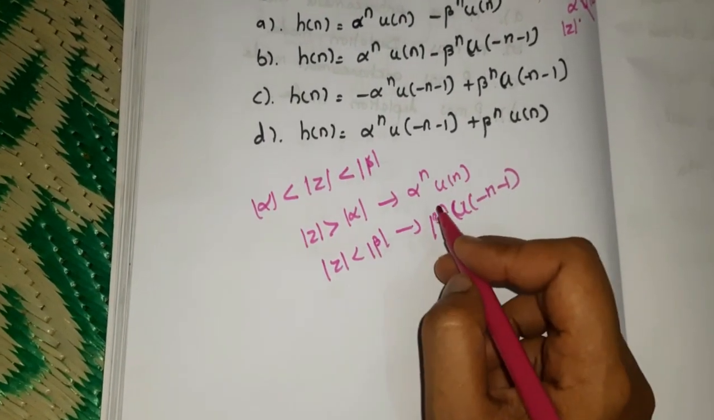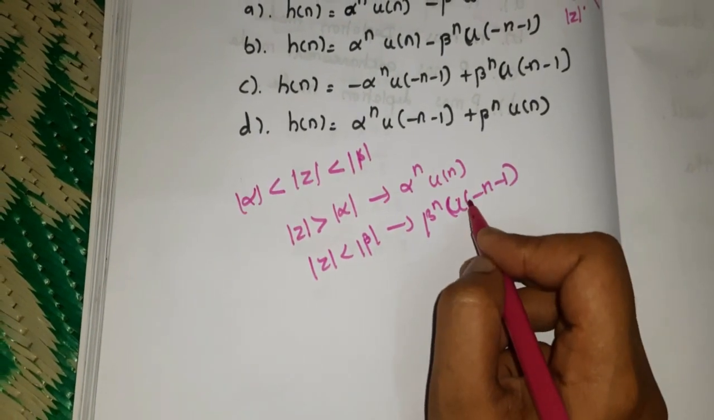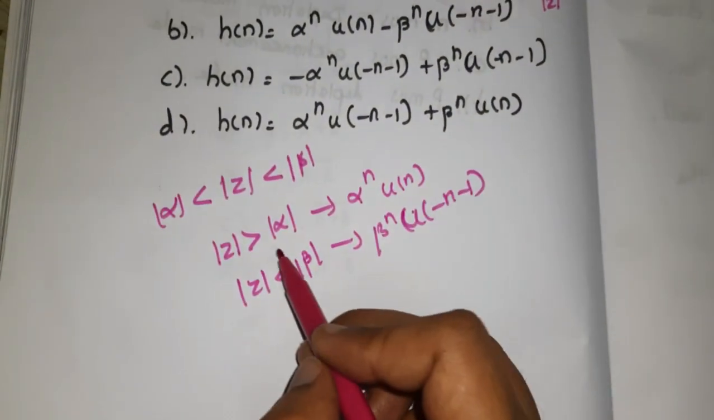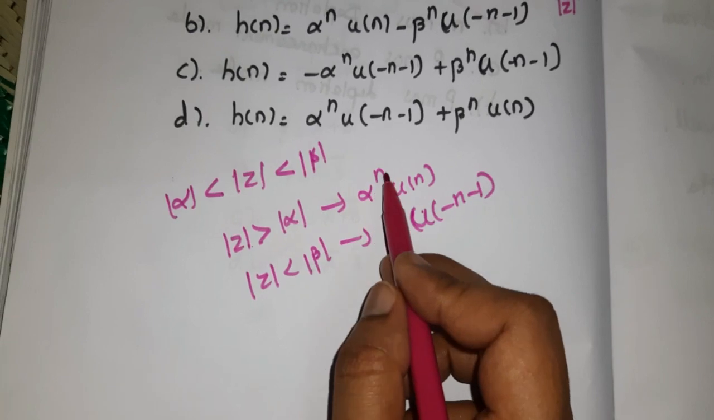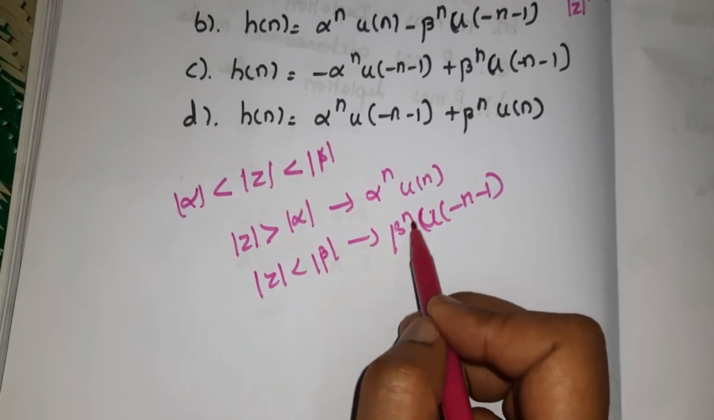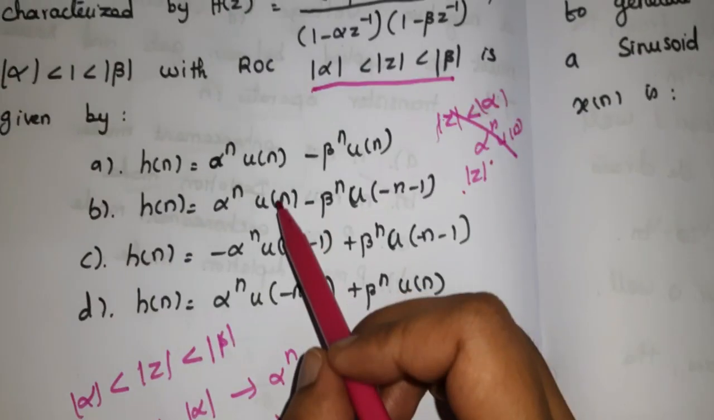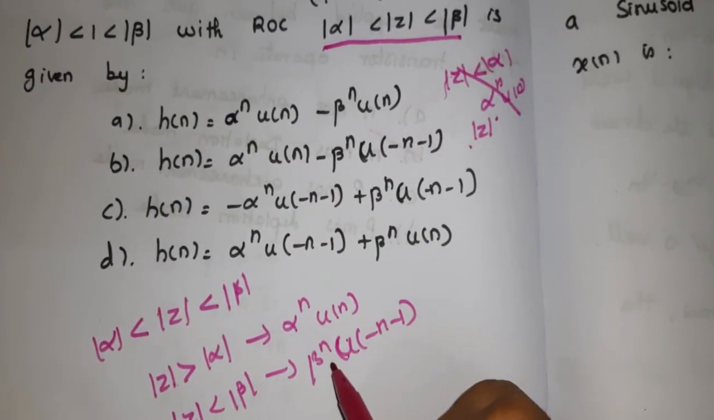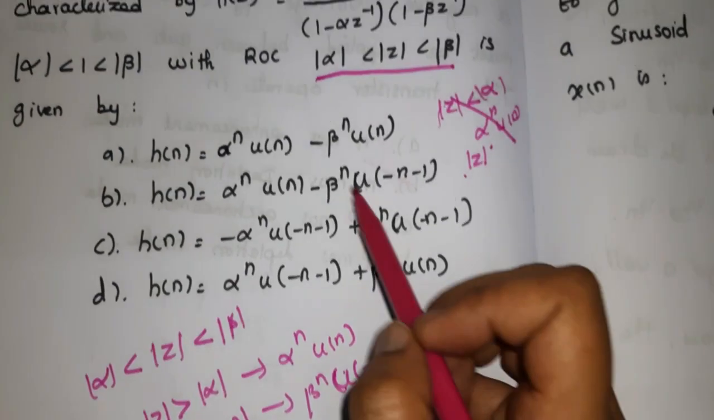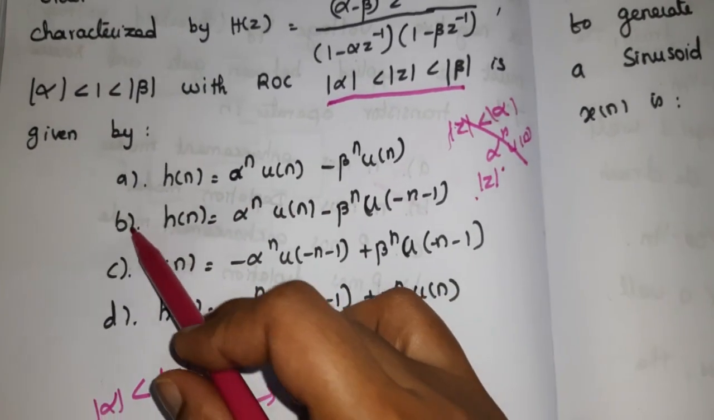And we solved many problems related to this topic in our previous video. So in this condition we have alpha n u of n, and in this condition we have beta n u of minus n minus 1. So here we will get alpha n u of n and beta n u of minus n minus 1. So here the answer is B.